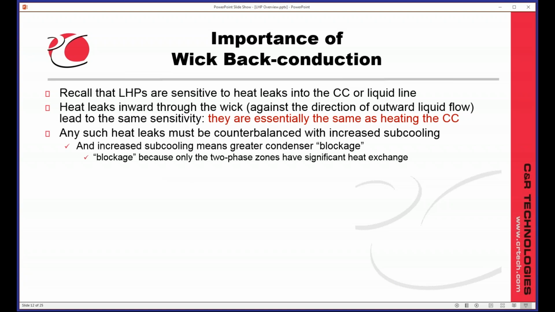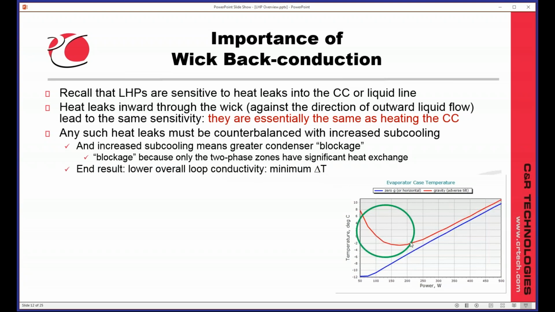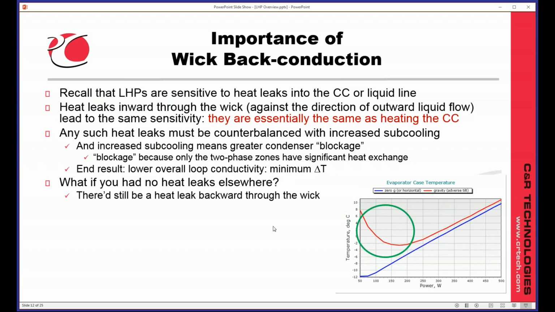And that, of course, means lower conductivity of the entire device, because the condenser is essentially blocked with liquid, not doing a whole lot of heat exchange for an overall minimum delta T for the whole system. And again, that's pointing to this region here. But even down here, this flattening is also caused by back conduction too. So even if you got rid of all these other heat leaks, you'd still have backward conduction through the wick.